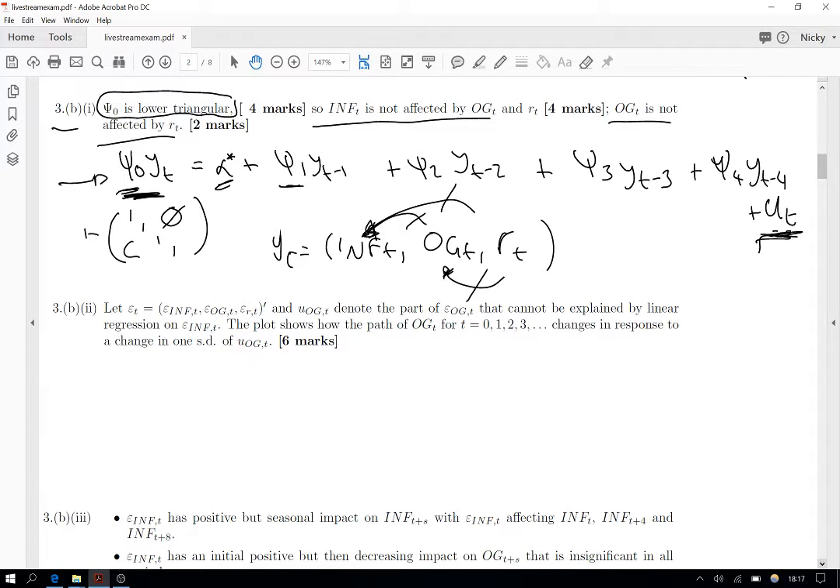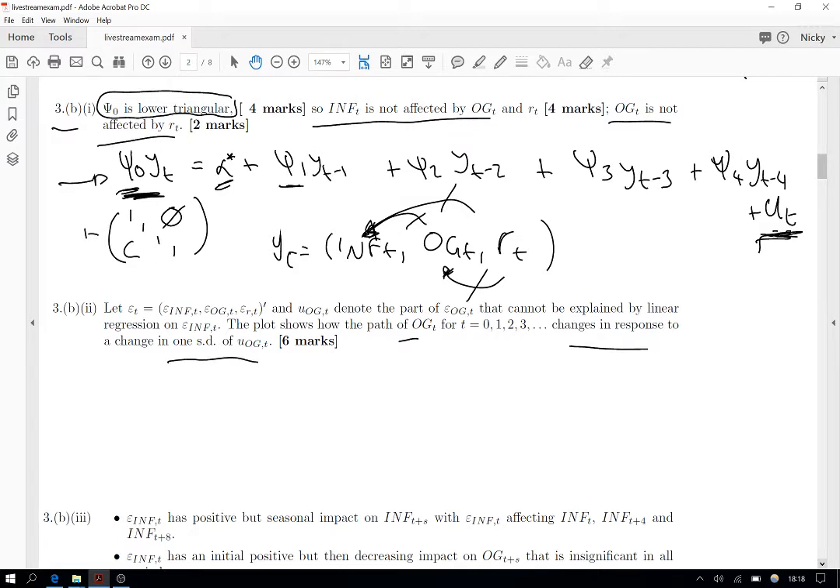Okay, so part 2 then is asking you to explain the interpretation of the plot entitled Response of OG to OG. So again, go to figure 7, which gives you the impulse response functions. And we want the bottom right hand graph. So what does this graph show? Well, you just literally have to state what the graph is showing us. So you're just expected to state that it shows the path of OGt in response to a one standard deviation transformed shock.